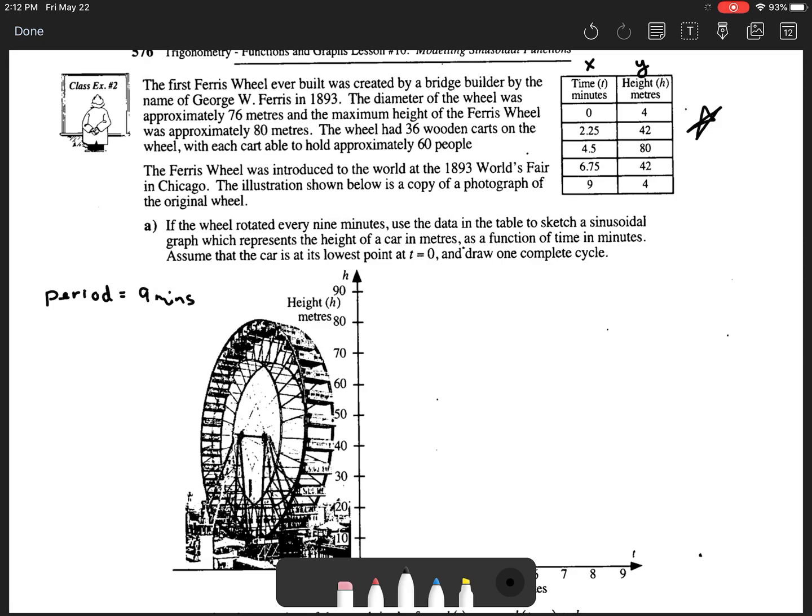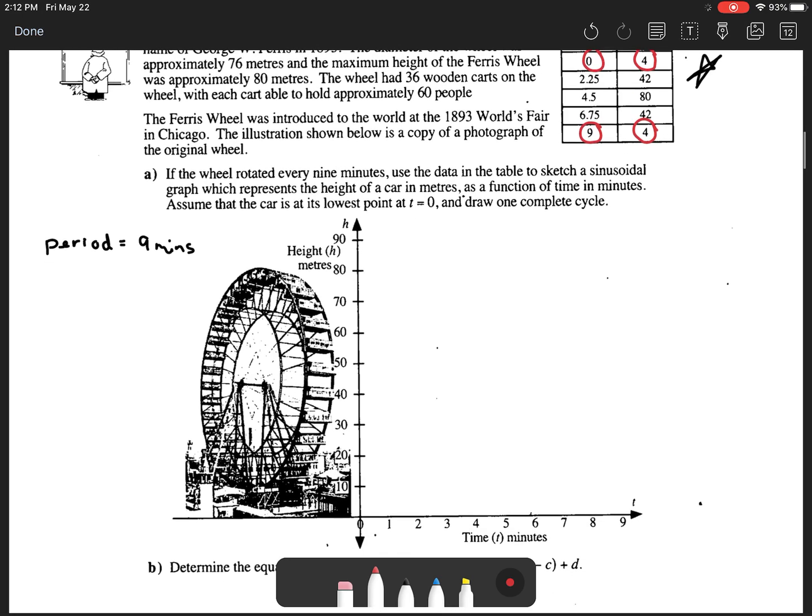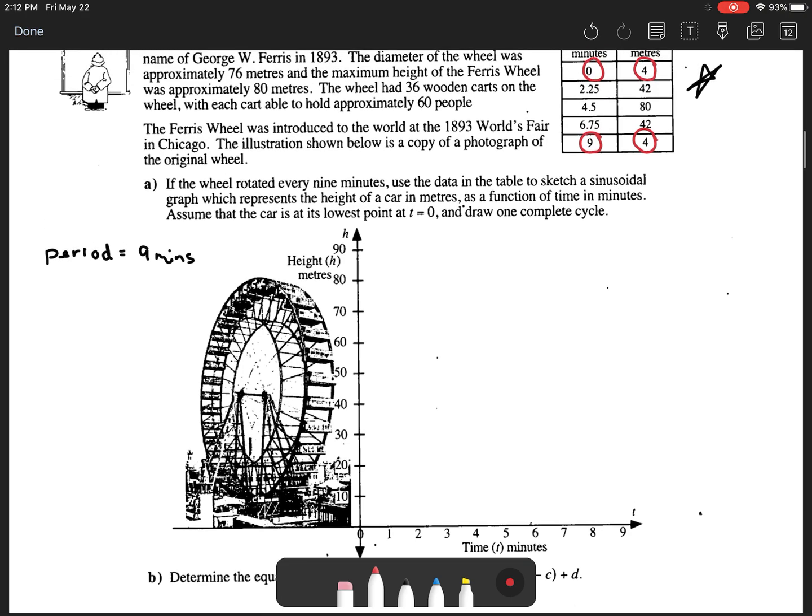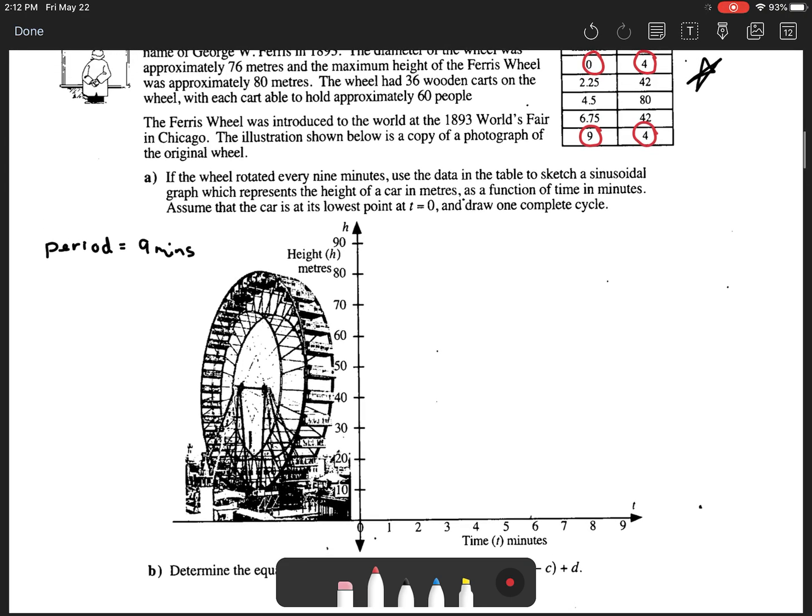Use the data in the table to sketch a sinusoidal graph which represents the height of the car in meters as a function of time in minutes. Assume that the car is at its lowest point at t equals 0 and draw one complete cycle. So again, just going back to the table and the period, if you notice at time 0, the height was 4. When's it back at height 4? 9 minutes later. So there you go. That's how you know also that the period length is 9 minutes. Now, I'm going to use the data from the table, plot some points, and then we will study this graph.